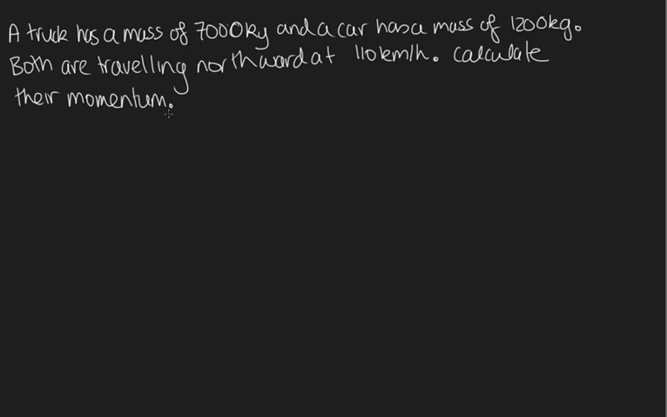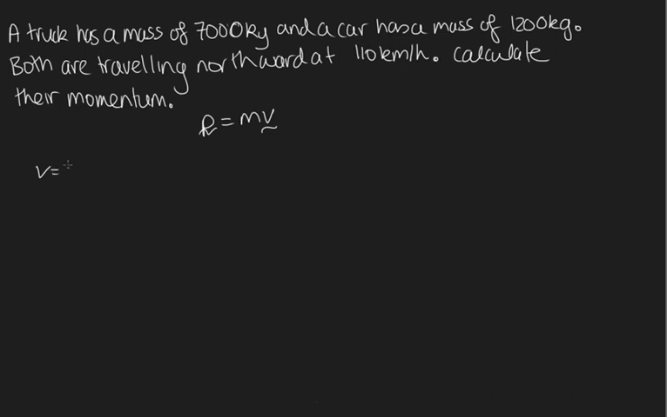This question says, a truck has a mass of 7,000 kilograms and a car has a mass of 1,200 kilograms. Both are travelling northward at 110 kilometers per hour. Calculate their momentum. In order to calculate their momentum, we're going to need to use the formula that momentum is equal to mass times the velocity. First of all, we'll need to convert this velocity into meters per second.